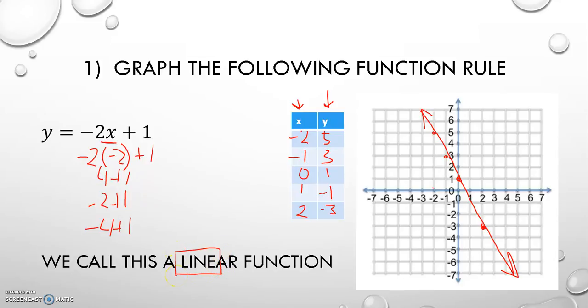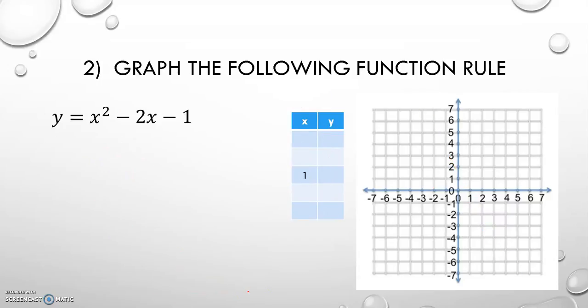And so anytime we just have something where we're multiplying something by x or adding something to x, that's going to be a linear function. We're going to learn that this is of the type y equals mx plus b. And our next unit that we're going to talk about is strictly about linear functions. So we're going to get to know these type of functions very well. Let's take a look at number 2.